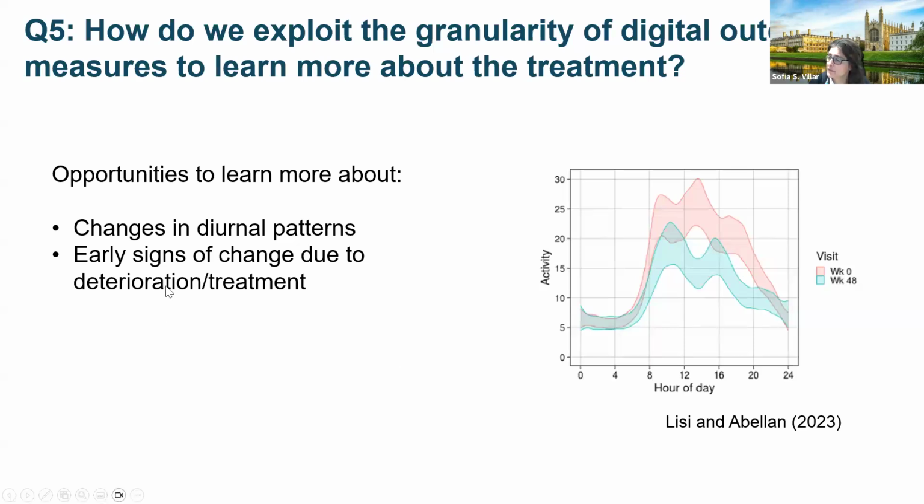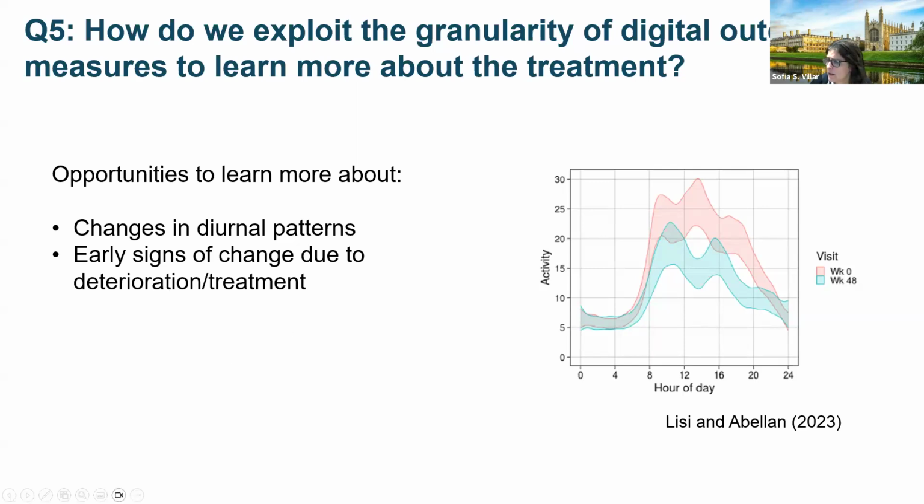So the treatment of the accelerometer data, in this case analyzed in this way, can allow us to identify signs of deterioration, or even, in this case, this was alluded to treatment deterioration, but it could equally be used to understand signs of treatment working at the same time.